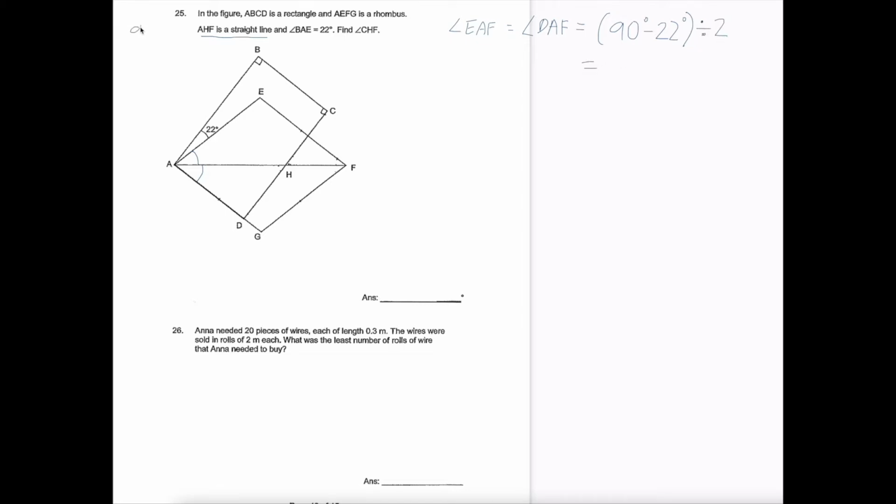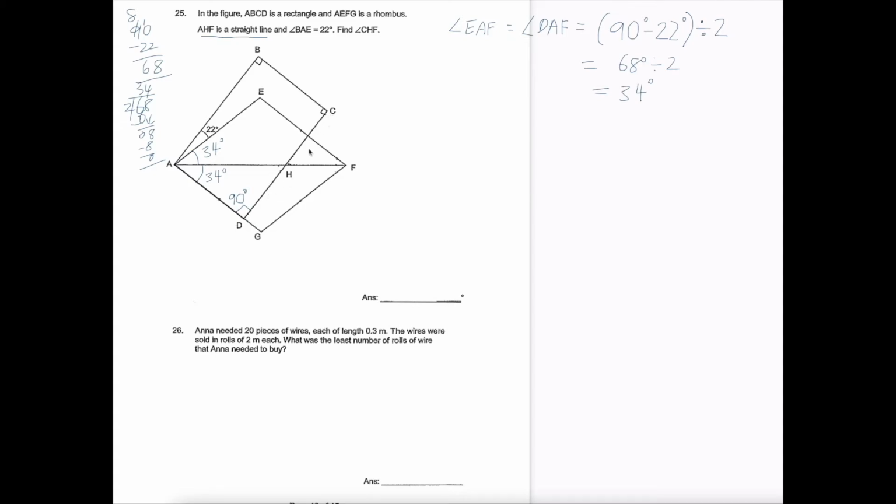Okay, so I'm going to do the working here. It's 68 degrees divided by 2, which is 34 degrees. So this is 34 and this is 34. This is another corner of the rectangle, so this is 90 degrees. Find CHF.